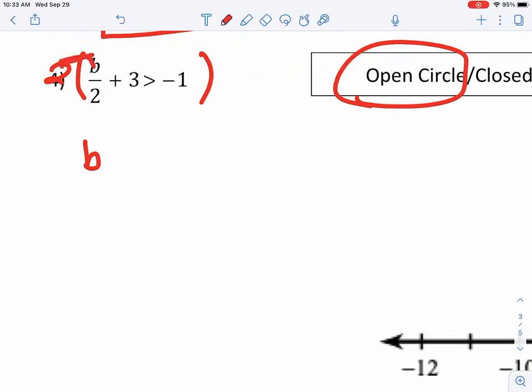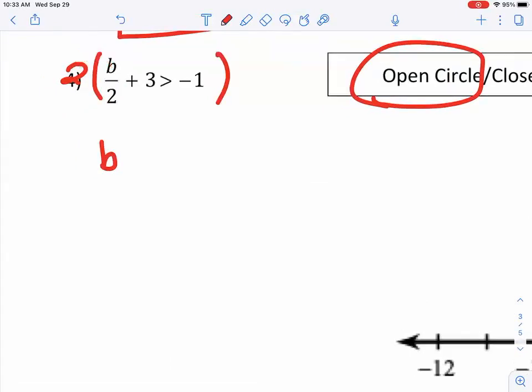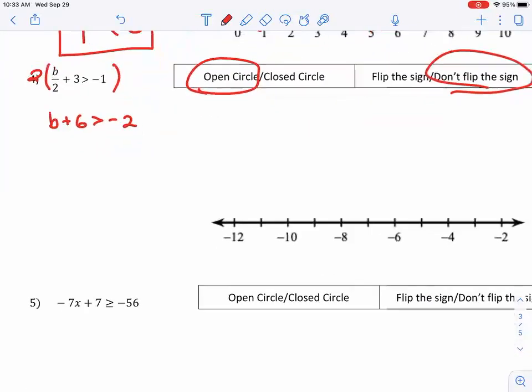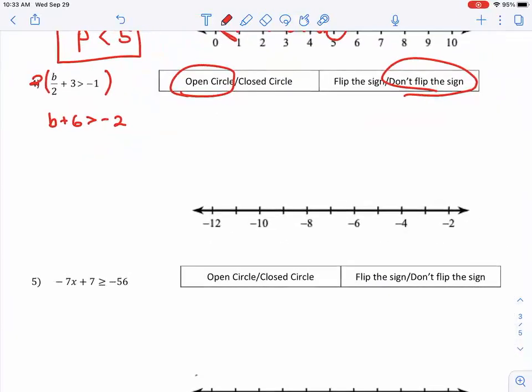So I did 2 times that. I have to do 2 times the 3. So 2 times 3 is 6. And then 2 times -1 is -2. Now I want to get b by itself, so I'm just going to subtract 6 from both sides. So I get b greater than -2 minus 6 is -8.